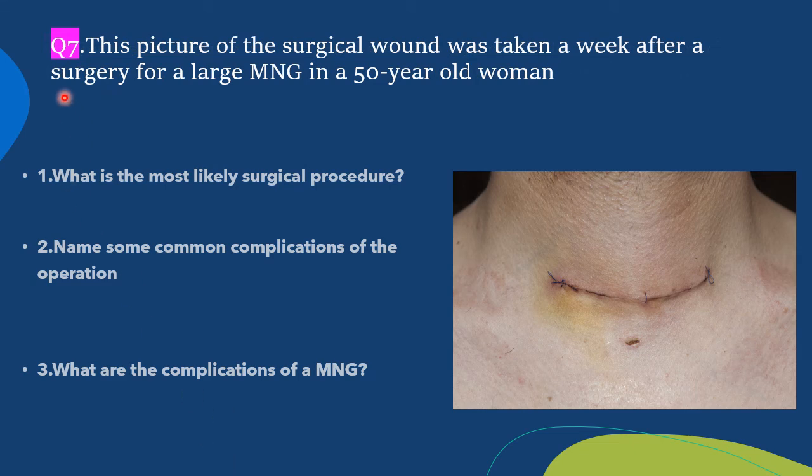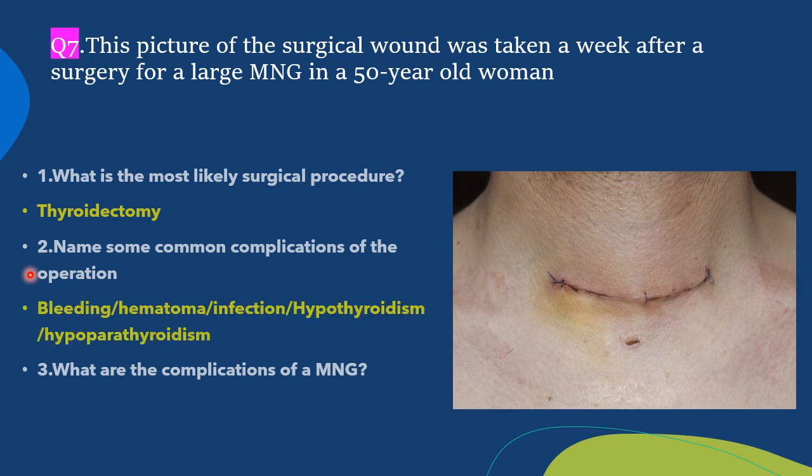Question 7. This picture of the surgical wound was taken a week after the surgery for a large multinodular goiter in a 50-year-old woman. Okay, this is the scar, transverse scar over the front of the lower neck. What is the most likely surgical procedure done for this patient? Thyroidectomy, either total or subtotal thyroidectomy. Name some common complications of the operation. Bleeding, hematoma, infection, hypothyroidism, and hypoparathyroidism.